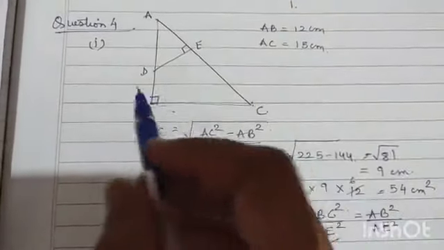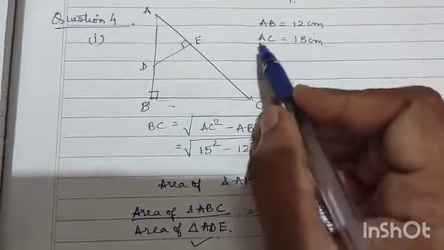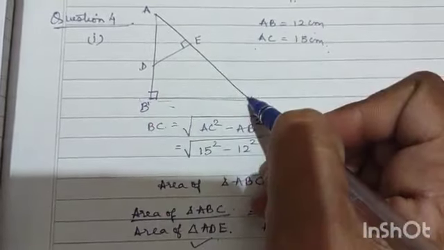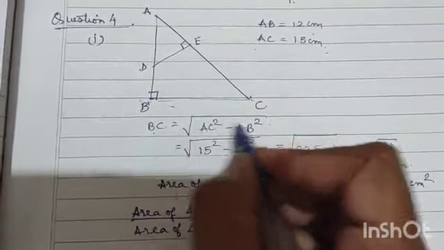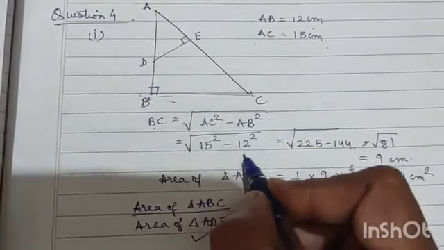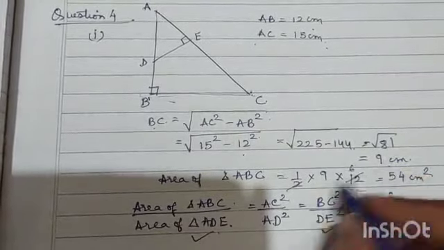Start with question 4 bit 1. This is the figure given in which AB is 12 centimeter, AC is 15 centimeter, and this big triangle is a right angle triangle. So we can find the length of BC using Pythagoras theorem, that is AC square minus AB square. Substituting the values and simplifying we get BC is equal to 9 centimeter.